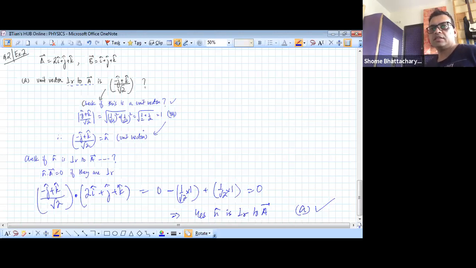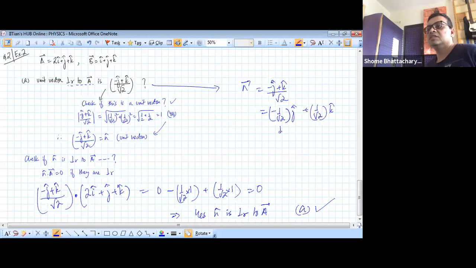Okay, Arshit, I'll explain. देखो, ये जो vector है, वो क्या है? Let's say this vector is some n. It is minus j cap plus k cap by root 2. So that is minus 1 by root 2 j cap plus 1 by root 2 k cap. So this is the vector's x component, y component. And this is the vector's z component, for this vector.